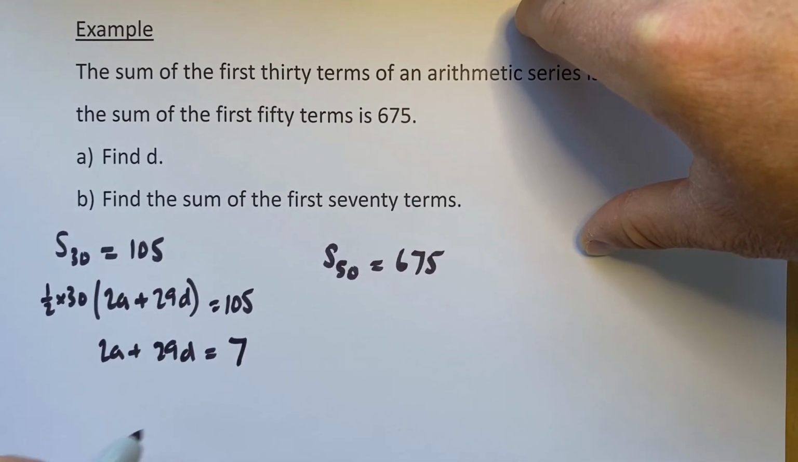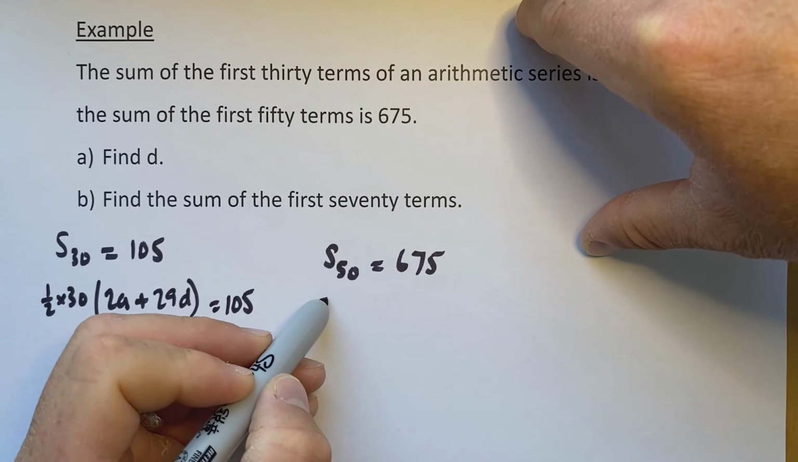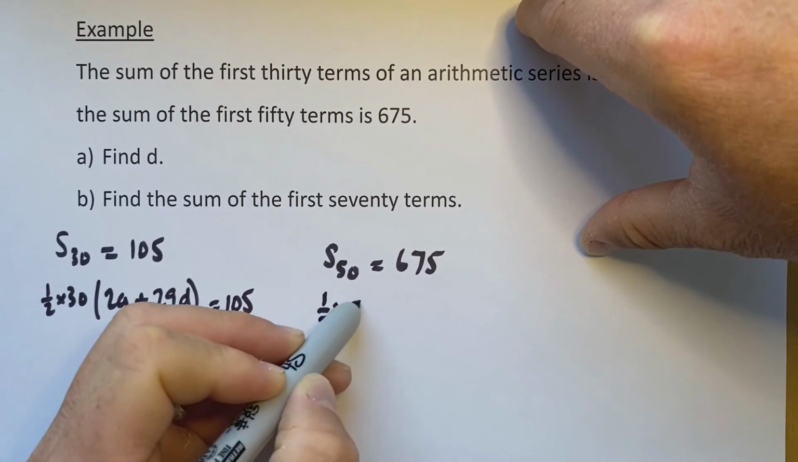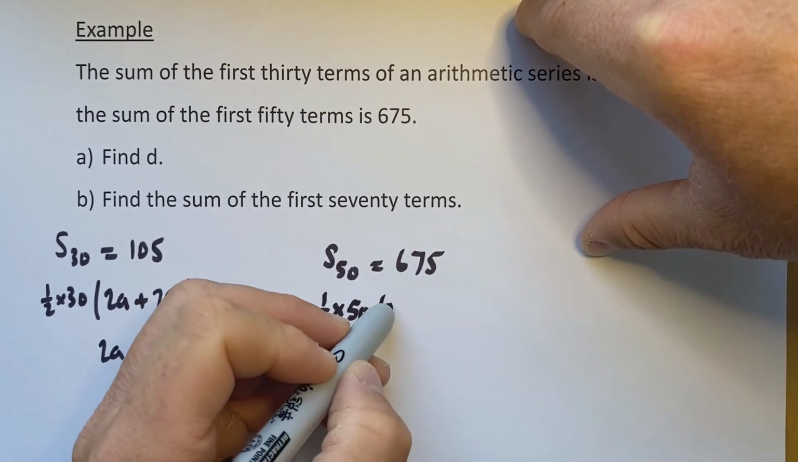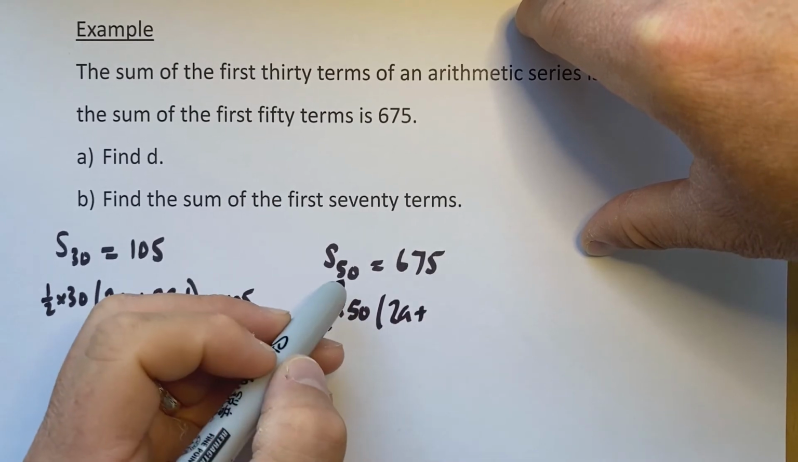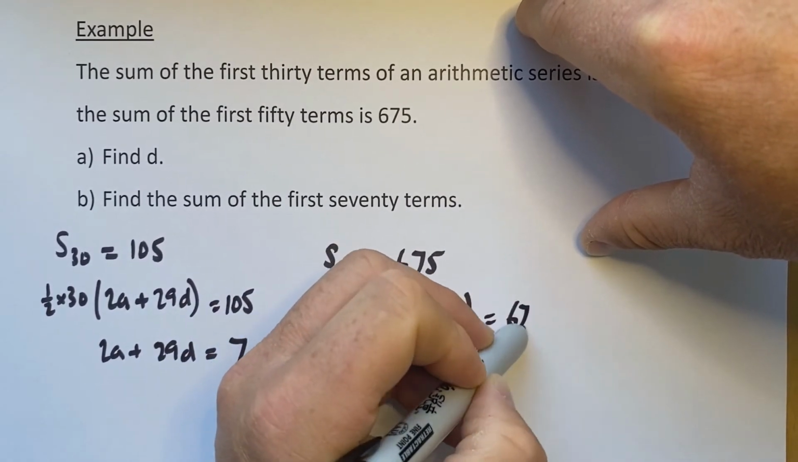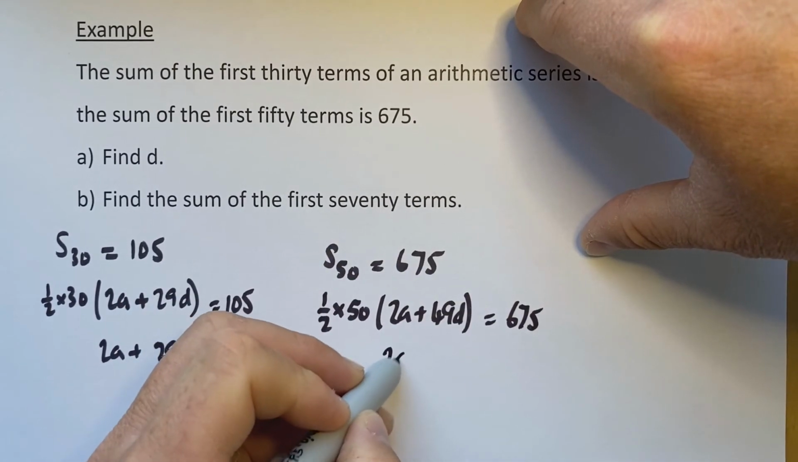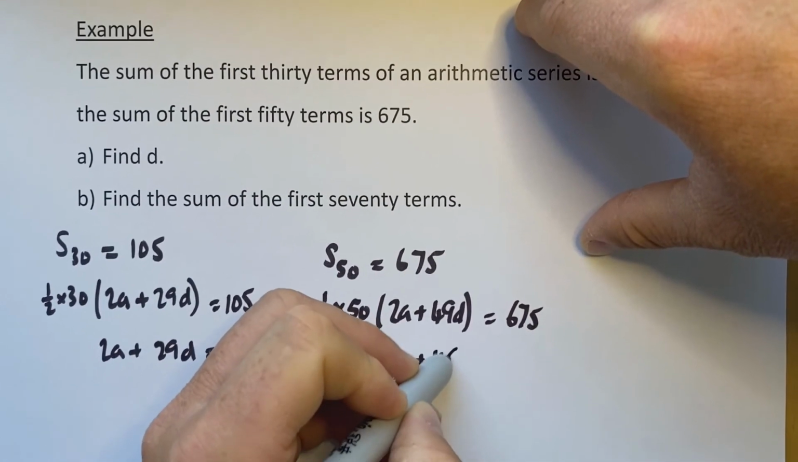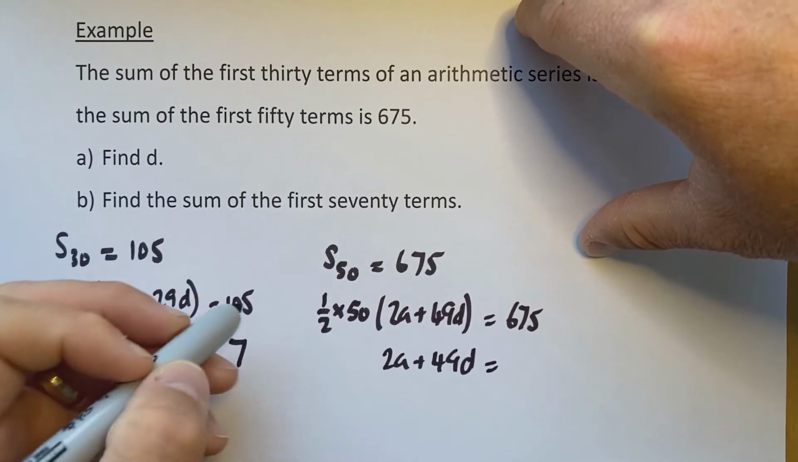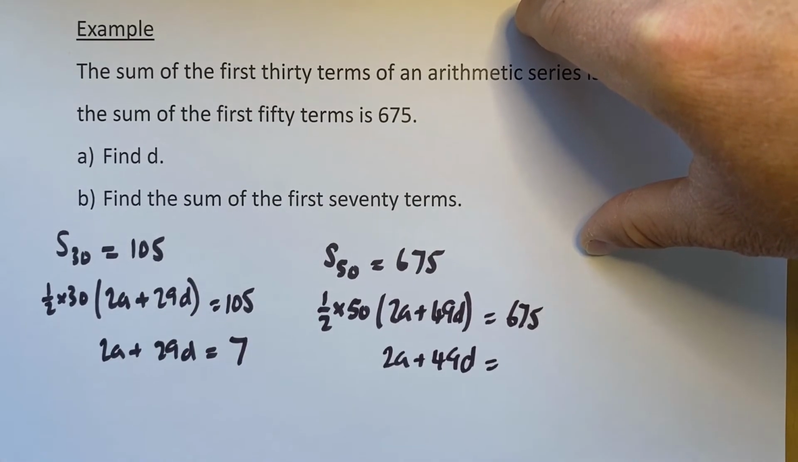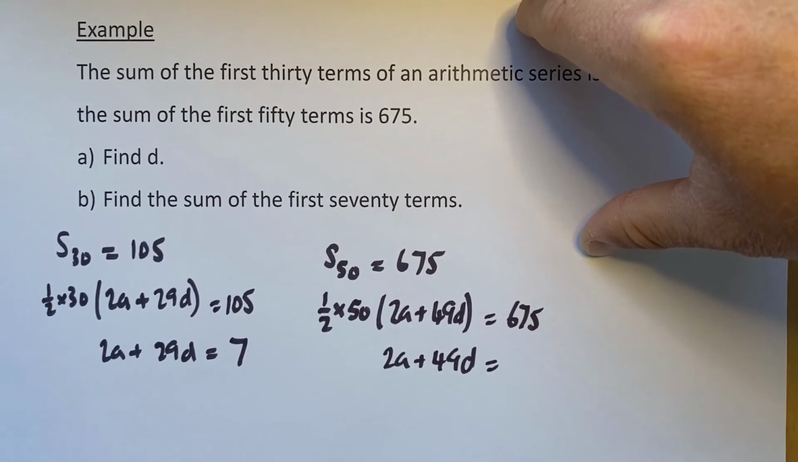That's the first equation. Same for the sum of 50, we've got half of 50, we've got 2a plus (n minus 1), so 49d, equals 675. So I'll write down that expression. But half of 50 is 25, and 675 divided by 25 is 27.